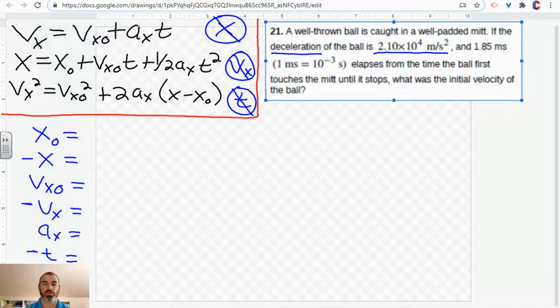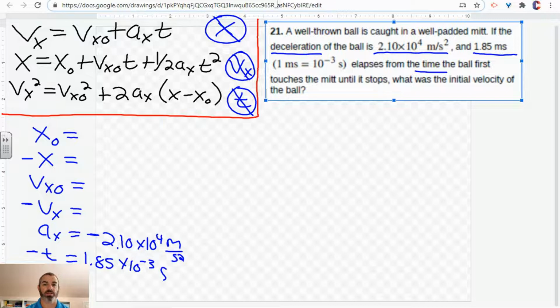So we have a deceleration of 2.1 times 10 to the 4th meters per second squared. It's slowing down, so we're going to write that value. It's decelerating, so that means it's going to be negative. So we'll write negative 2.10 times 10 to the 4th meters per second squared. And we have an elapsed time of 1.85 milliseconds, or 1.85 times 10 to the negative 3rd seconds. It also tells us that the ball stops. So that tells us the final velocity is 0.